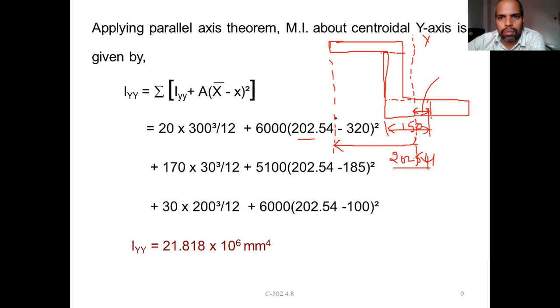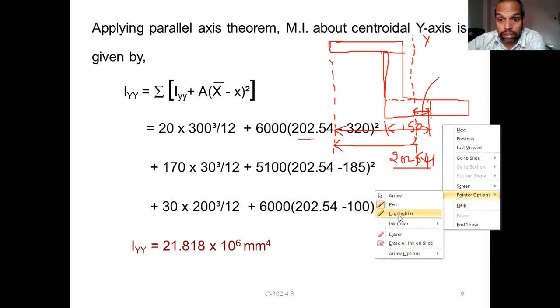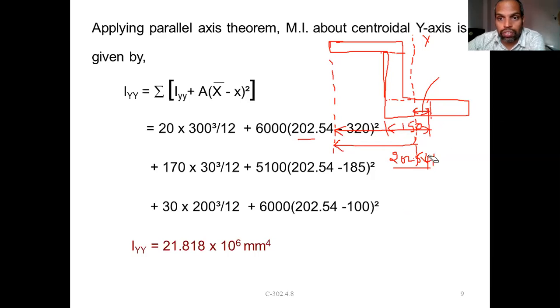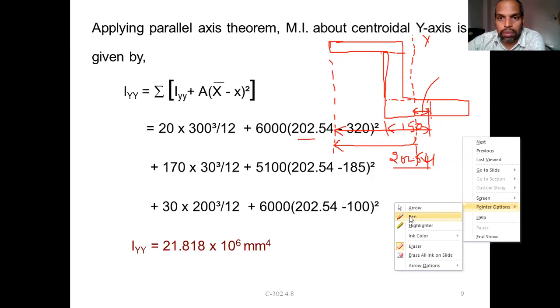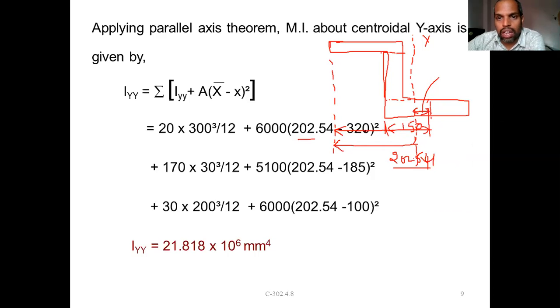Of course, from here to here I have to take, I made a mistake here, sorry. This is 150 only. But from here to here is 170. This is 170 here to here, and this one is 150, total 320. So 320 minus 202.54. Otherwise, you can do one thing: 202.54 minus 170, and you will get the distance from here to here. How much is it? 202.54 minus 170 means it is 32.54.